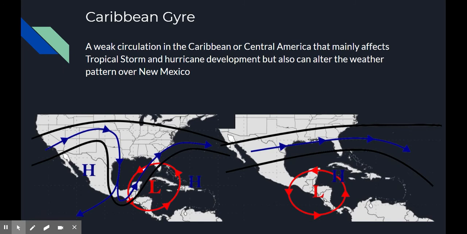There are other circulations that can impact our weather other than the El Nino and La Nina. This one, starting off with, is called the Caribbean Gyre. It's a relatively new feature that's been identified, and it's relatively weak. Its main feature is that it has a big role in the development of tropical weather systems, including hurricanes and depressions. But it has a secondary impact on New Mexico and the desert Southwest, where it could alter the path of the jet, either enhancing or suppressing weather in our region.